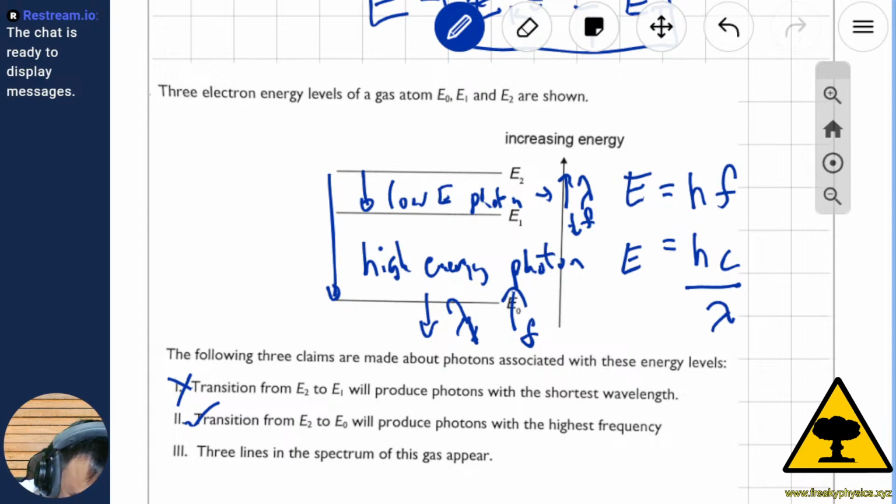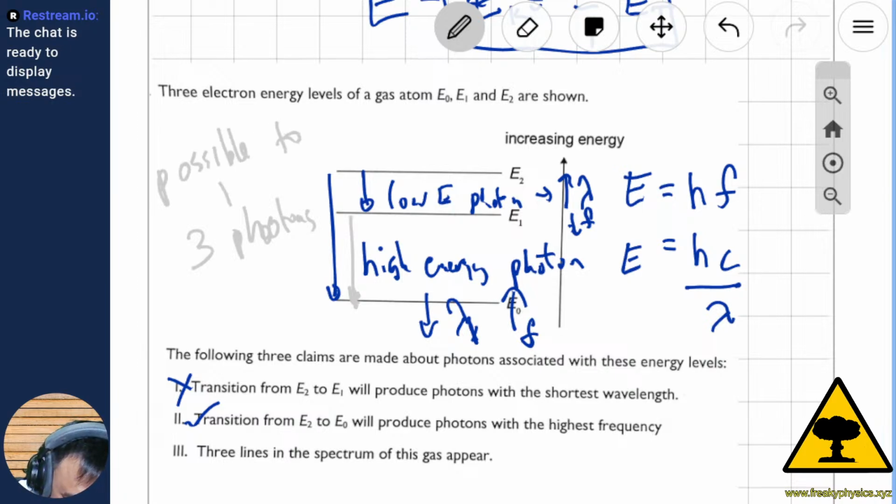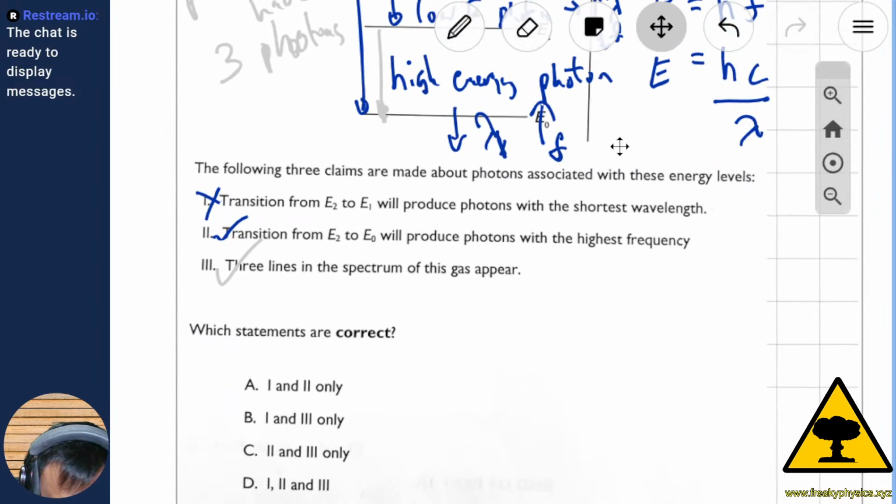Now, the last thing we can do is count how many lines will appear. We have that and we have that, and we still have a third: this E2 to E1 to E0. This is also possible. So it is possible to produce three photons. So this is correct, and our final answer is 2 and 3. So from our choices, that's going to be C.